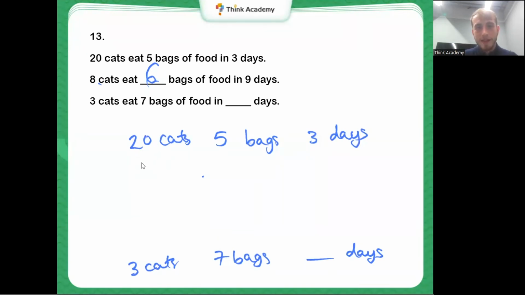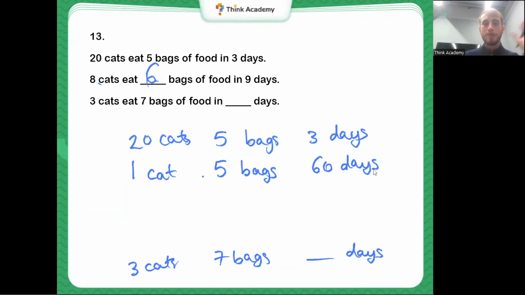First, I'm going to try and find out what 1 cat, how long it will take 1 cat to eat the same amount of bags. So 1 cat, so I could divide the bags and keep the days the same. But if we keep the food the same, then if I've divided the number of cats by 20, then I need to times the number of time by 20. So that will take us 60 days.